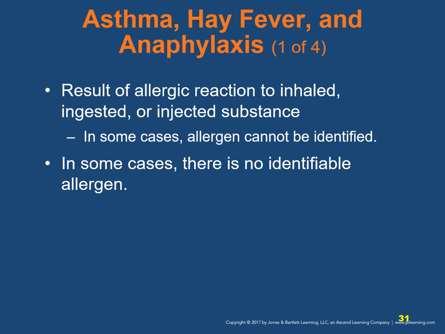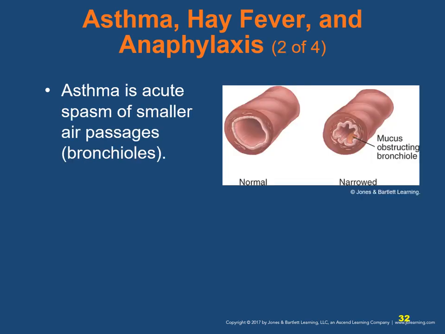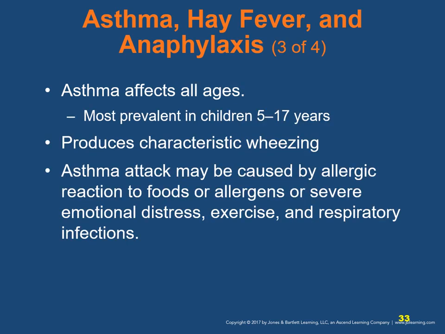Asthma, hay fever, and anaphylaxis. Asthma, hay fever, and anaphylaxis result from an allergic reaction to an inhaled, ingested, or injected substance. In some cases, there is no identifiable allergen that triggers the immune system. Asthma, an acute spasm of the bronchioles associated with excess mucus production and swelling of the mucosal linings of the respiratory passages. Approximately 25 million Americans have asthma.